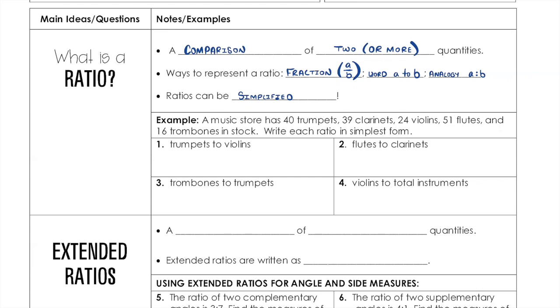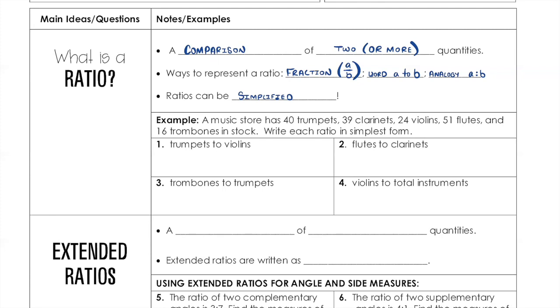You probably have learned about ratios, so we're going to throw a geometric spin on it. A ratio is a comparison of two or more quantities. We've got three ways in which we can represent a ratio.